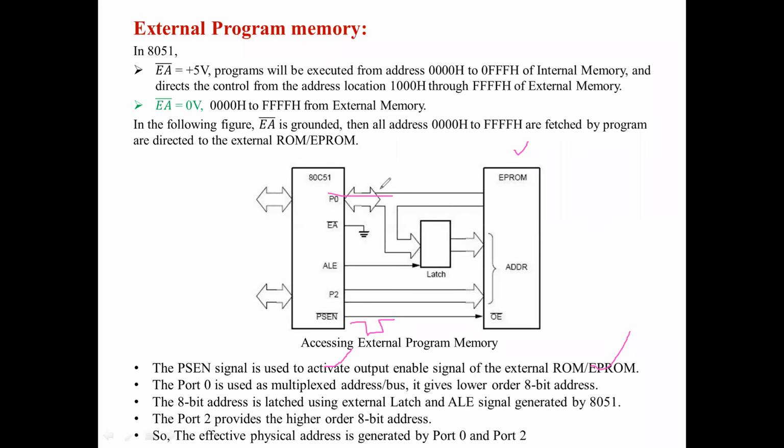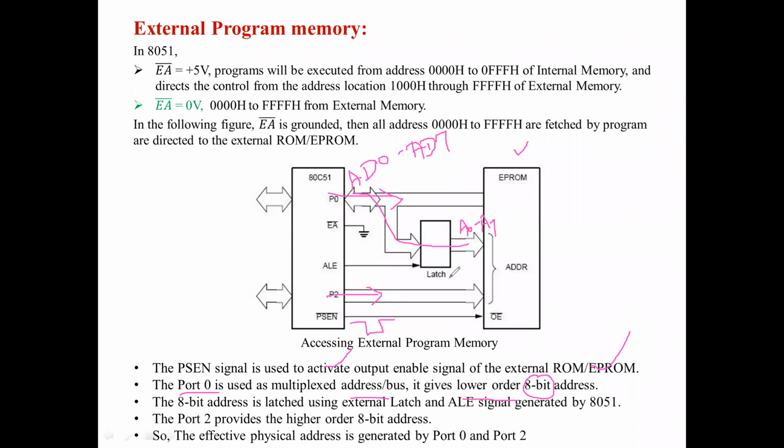Now the IC is enabled. Then the address is applied in this port and in this port. In port 0, it is multiplexed AD0 to AD7. If you know the pin diagram, it will be easy for you. Since it is a multiplexed address and data bus, it gives the lower order 8-bit address, A0 to A7.